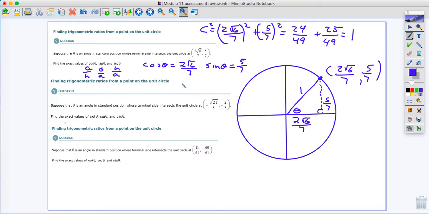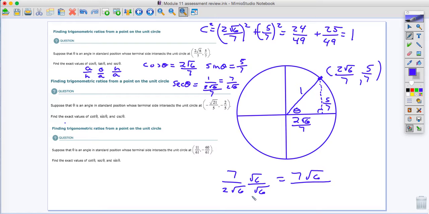And secant is equal to hypotenuse over adjacent. So secant of theta is equal to hypotenuse 1 over adjacent, 2√6 over 7. So remember, when we divide by a fraction, we multiply by its reciprocal. So that's equivalent to 7 over 2√6, which I'm going to go ahead and rationalize the denominator. So I'm going to multiply both numerator and denominator by √6. And that gives us 7√6 over 2 times √6 times √6, which is 12.